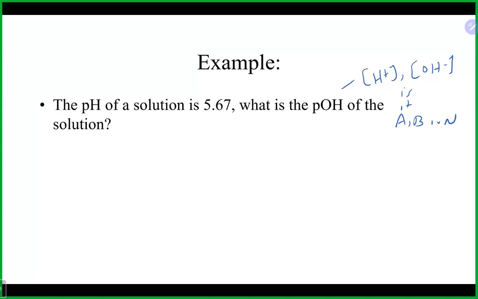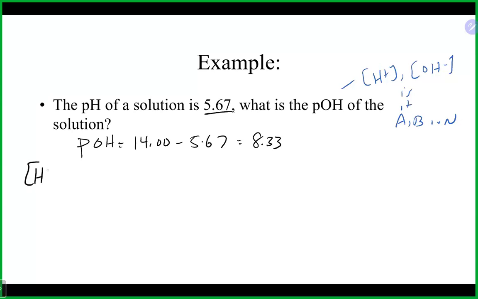Okay, let's take a look. So again, here we have the pH. So definitely could get the pOH pretty easily. We're just going to subtract 14 from it. And that will get us a pOH of 8.33. Now, in terms of the H plus and OH minus concentration, now that we have really both the pH and the pOH, we could solve for both.